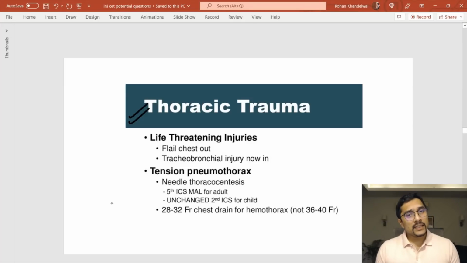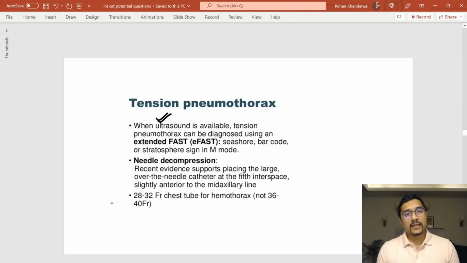And the emergency management is needle thoracocentesis, which in adults now is done in the 5th intercostal space in the mid-axillary line. For children, it is still the 2nd intercostal space in the mid-clavicular line. E-FAST can be used for tension pneumothorax. It is loss of seashore sign. You can have barcode and stratosphere sign as well.